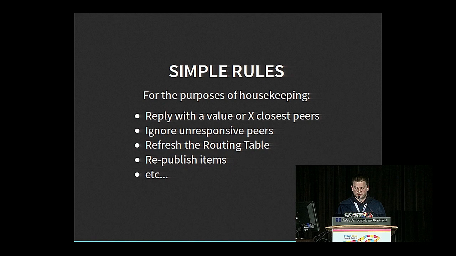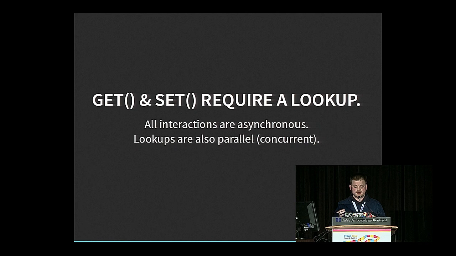And so because it's a hash table, it's a dictionary, get and set are the basic operations that we need to do. And lookup is a fundamental underlying activity for this to happen. It's how to work out which peers are to be contacted to get a value, or which peers we need to contact to store a value. And because we're doing this over the network, all interactions are asynchronous because we don't know when our peers are going to respond to us. And the lookup is also concurrent because several peers can be interrogated at once for this sort of information. So how does lookup work?